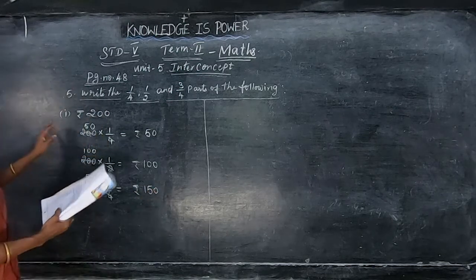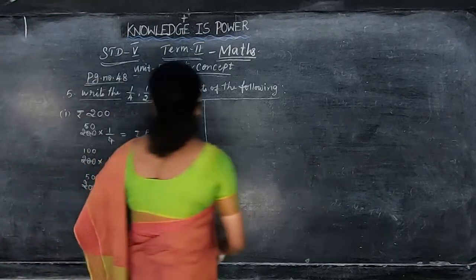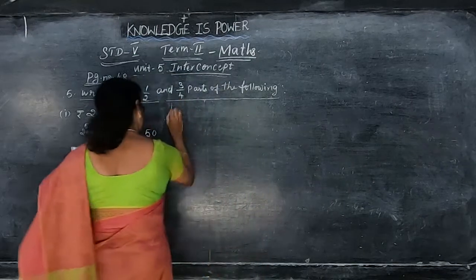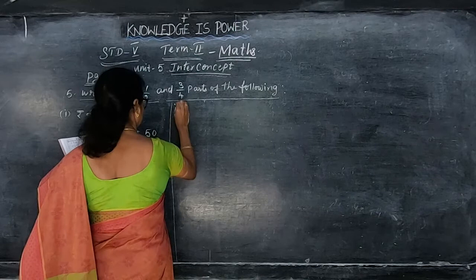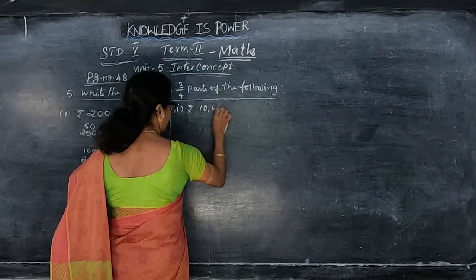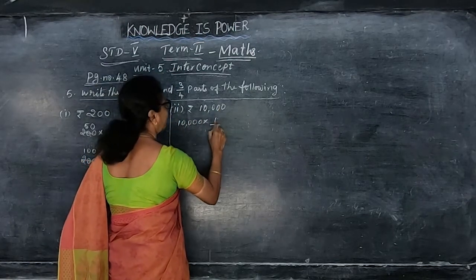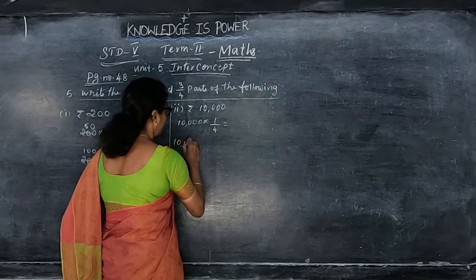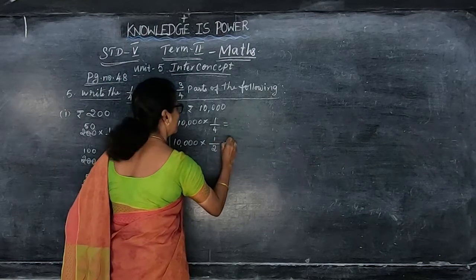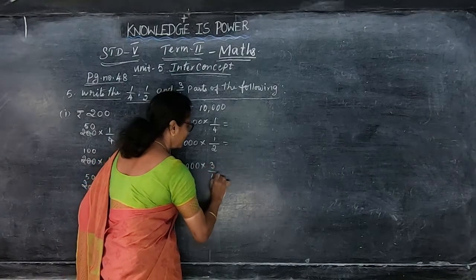So like this for all the sums, 5 sums are given. For all the sums you have to put 1 by 4, 1 by 2 and 3 by 4. And for the second sum, we are given rupees 10,000. So 10,000 into 1 by 4. How much? 10,000 into 1 by 2. Then 10,000 into 3 by 4.